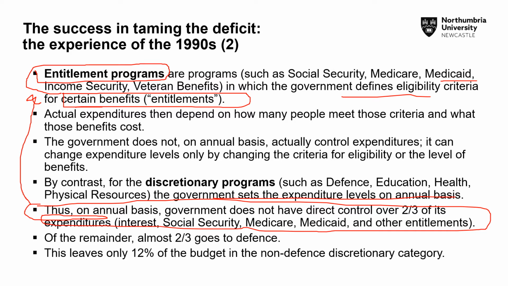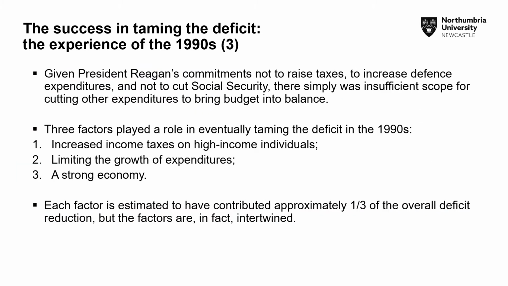Then, of what remains aside from these entitlement programs, 2/3 goes on to defense, and this leaves 12% of the budget in the non-defense discretionary category. Going back to the issue of taxes, remember that one of the issues that arose was that the budget deficit is too high in the United States. So this is something that the public started caring about.